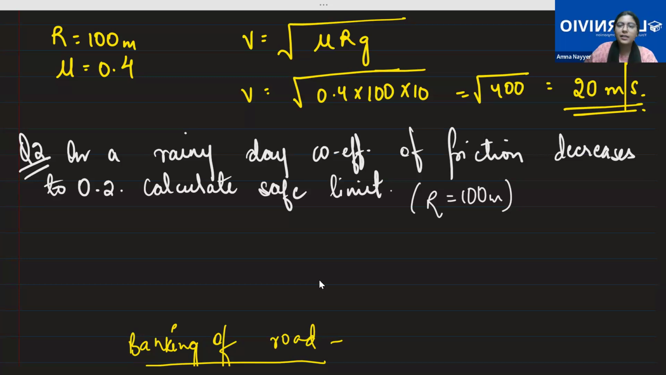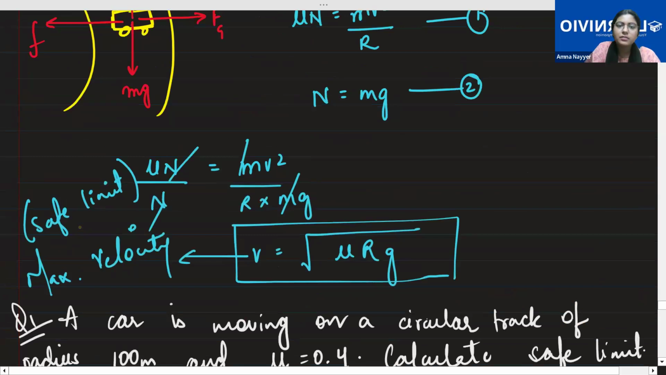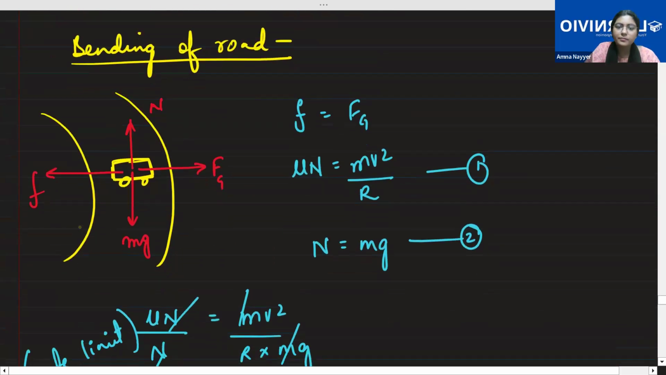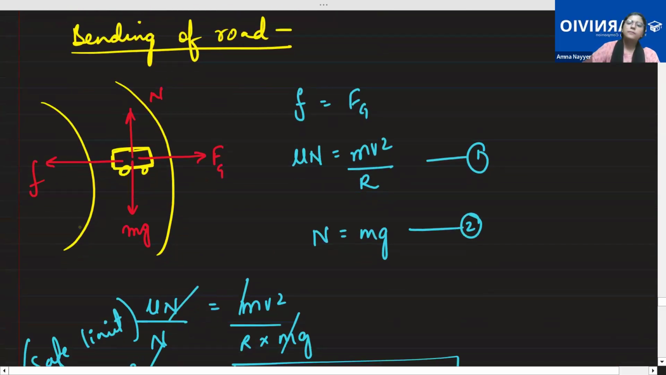Please pay attention in the class. This says on a rainy day, coefficient of friction decreases to 0.2. You have to calculate the safe limit. Radius is equal to 100 meter. Okay, I'll discuss this question. First, start writing from here. Let Tahura join also. Then I'll discuss.